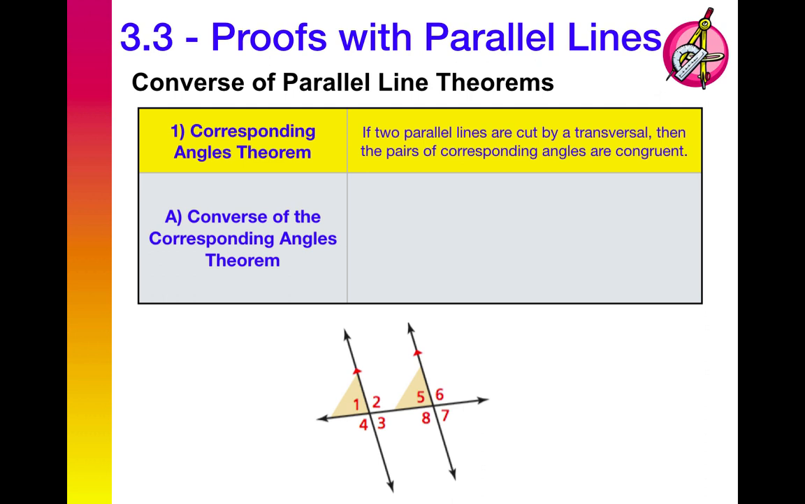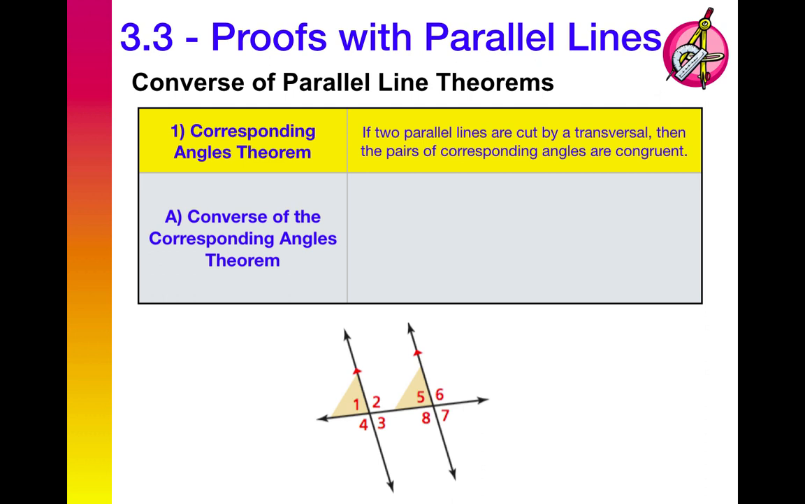So the converses of the parallel line theorems are just as true as the theorems themselves. The first one we had in the last section was the corresponding angles theorem, and it talked about parallel lines cut by a transversal. If we have that, then the pairs of corresponding angles are going to be congruent. But let's look at the converse of the corresponding angles theorem.